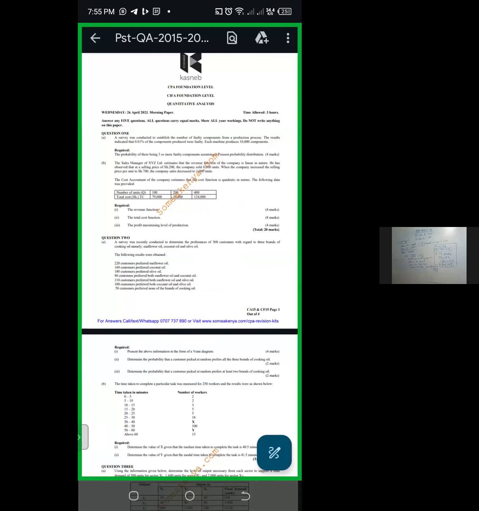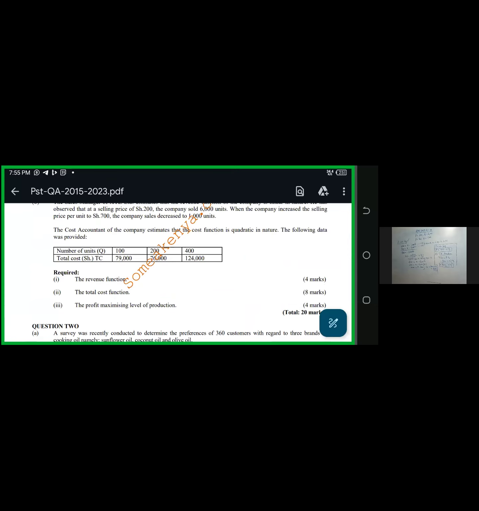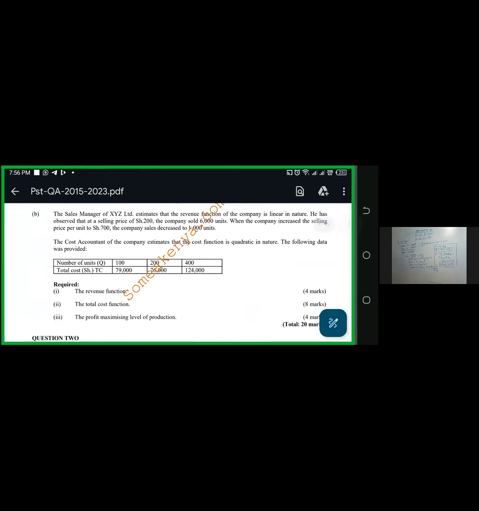Anyway, let us continue. Let us jump to part B. Let me read part B of the question. It requires us to formulate the total cost function. We have the information of cost from this part. The cost accountant of the company estimates that the cost function is quadratic.